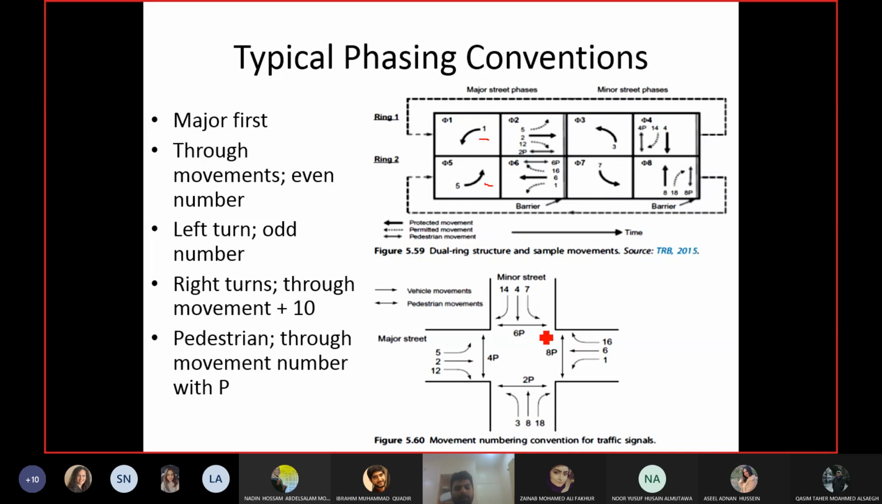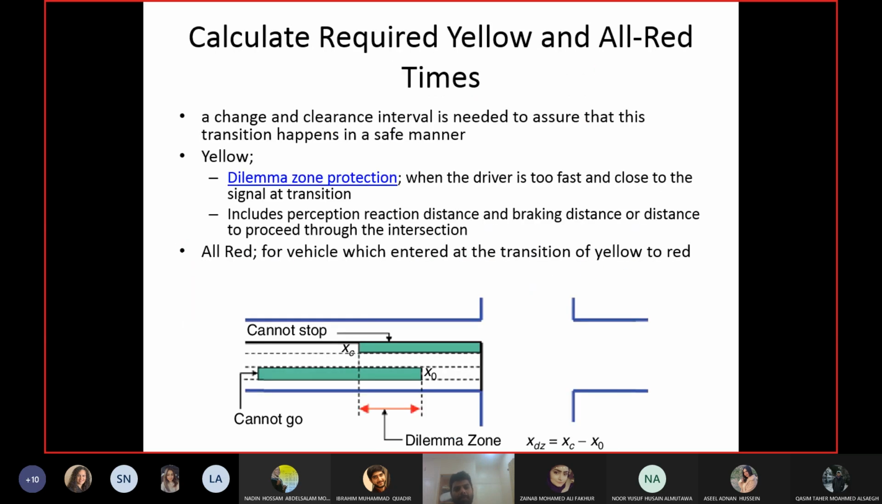And for the pedestrian movement, you provide the same coding as the parallel through movement, and then you put a P with it. P means pedestrian. You can see it is marked with a double arrow as well, so it is another indication. So for pedestrian movement, take the number of the parallel through movement and put a P with it. So these are some notations for coding the movements when you are developing the phasing plan.